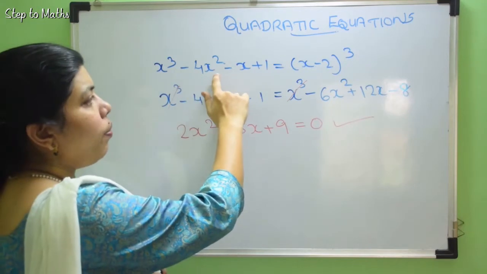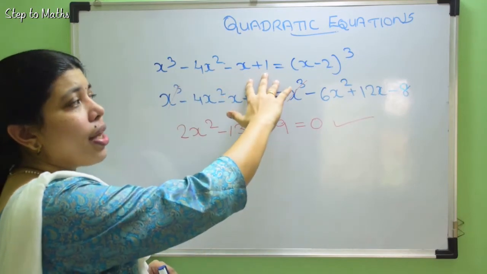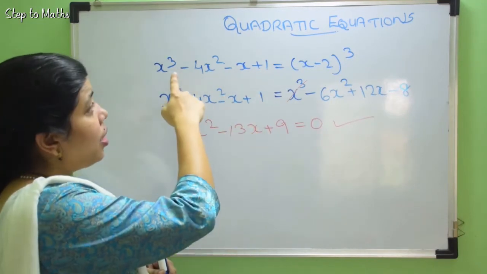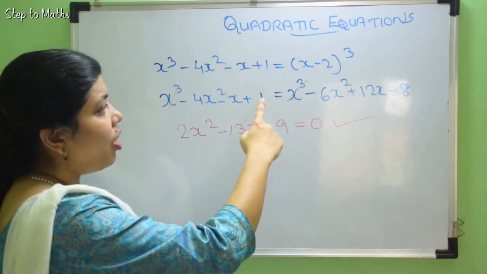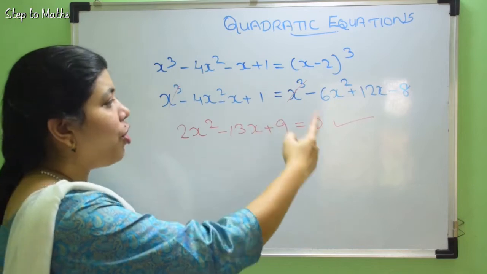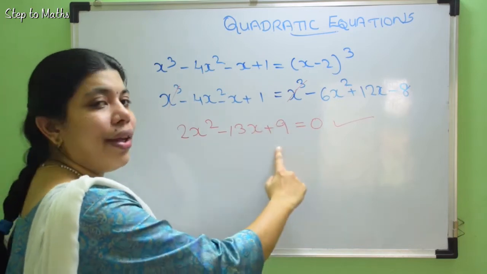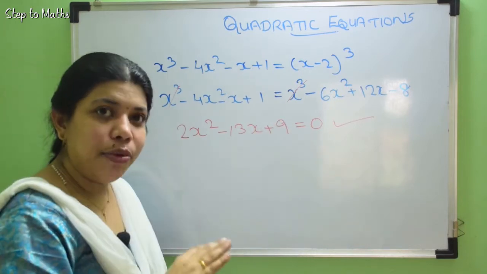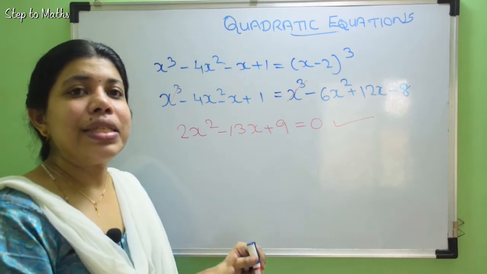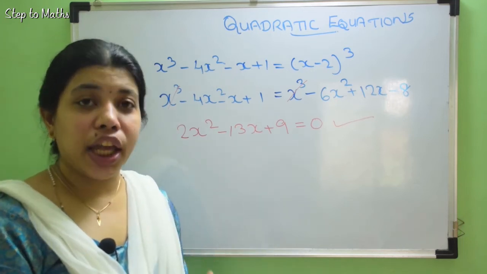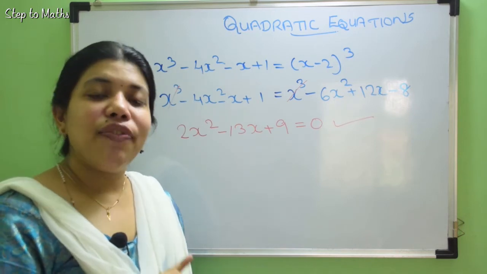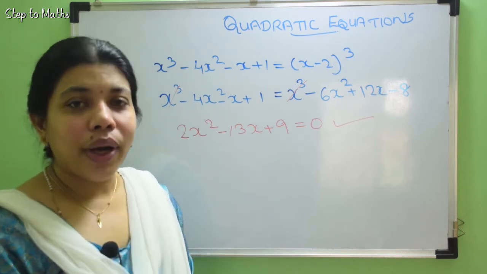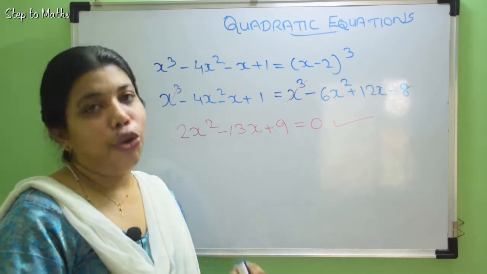The given equation actually appears to be a cubic equation, that is, the power is 3. But when we simplify, it turns into a quadratic equation. That means first simplify the given equation, then only decide whether the given equation is a quadratic or not.